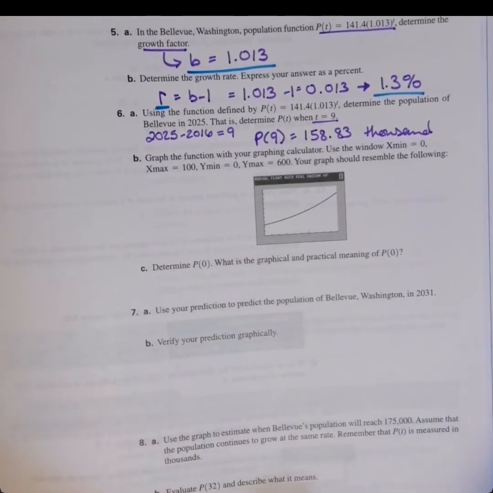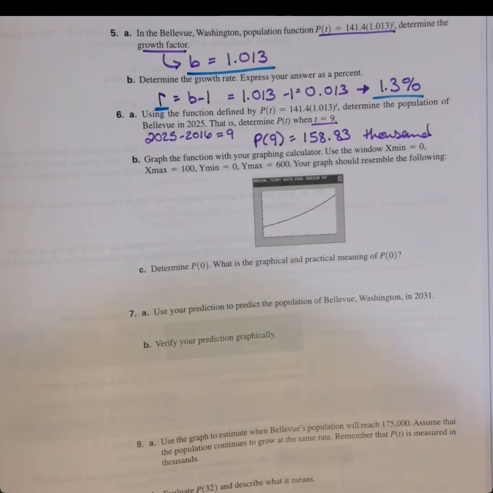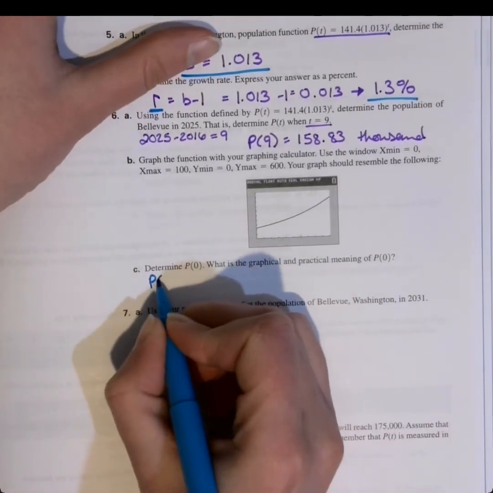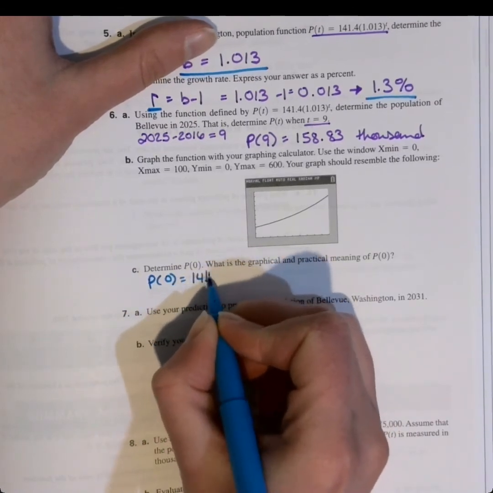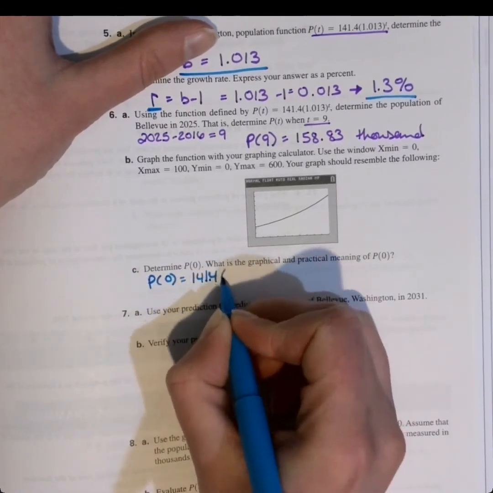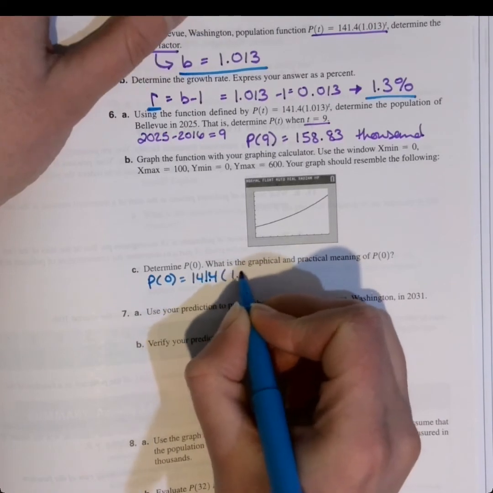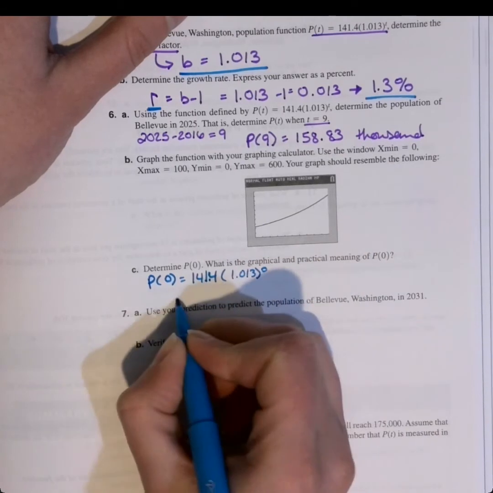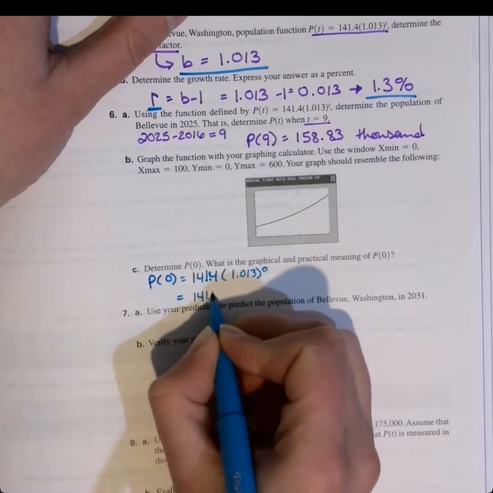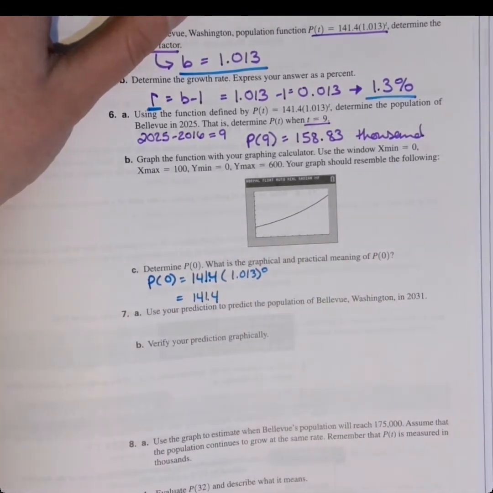Okay, determine p of 0. What is the graphical and practical meaning of p of 0? Okay, so p of 0 is 141.4 times 1.013 to the 0th power. Anything to the 0th power is 1, so I get 141.4 times 1, which is 141.4.